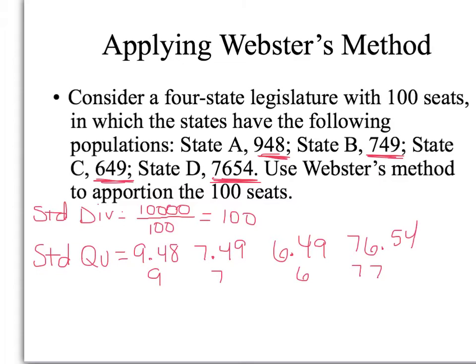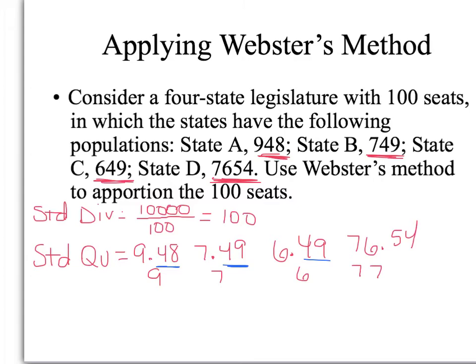That will give us just 99. So we end up needing one more, which means I'm going to need a modified divisor and modified quotas. Now, you can see it's not going to have to change much, right? So the question is, which one of those is going to fall over first? So what I can do is, I don't want to change it very much.